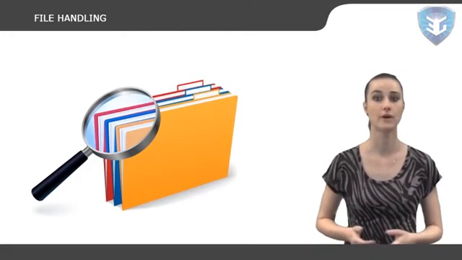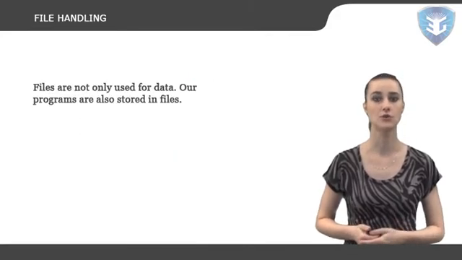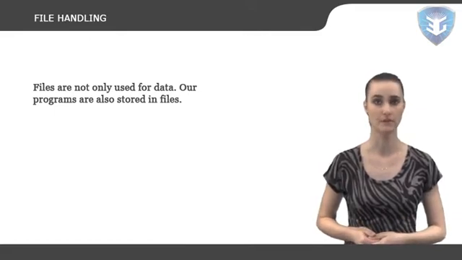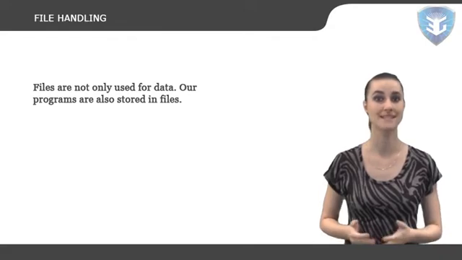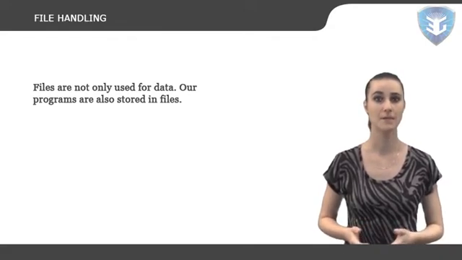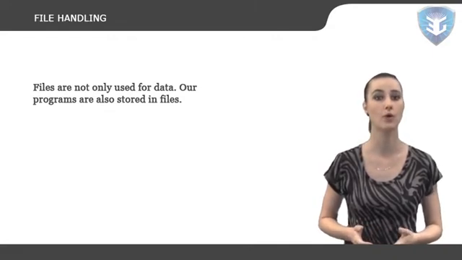In order to store information permanently and retrieve it, one needs to use files. Files are not only used for data. Our programs are also stored in files. The editor which one uses to enter the program and save it simply manipulates files for once. The Unix commands cat, cp, cmp are all programs which process the files.